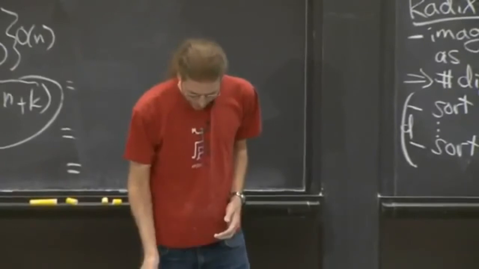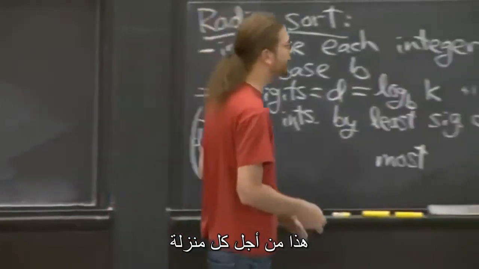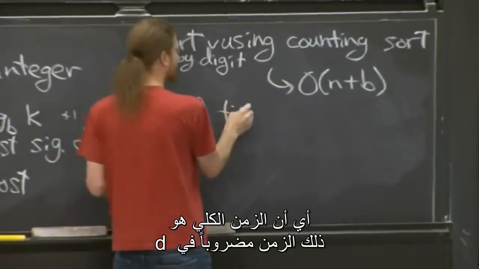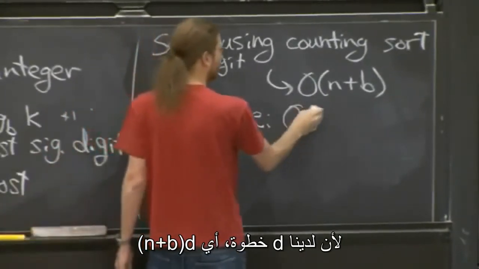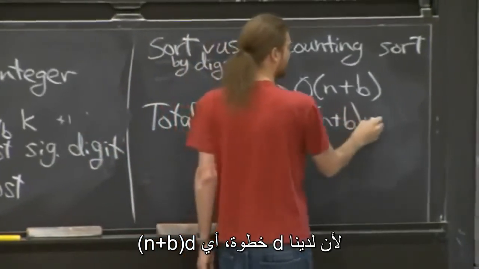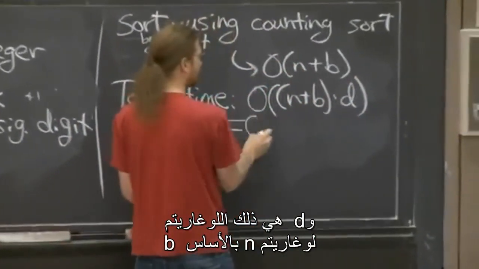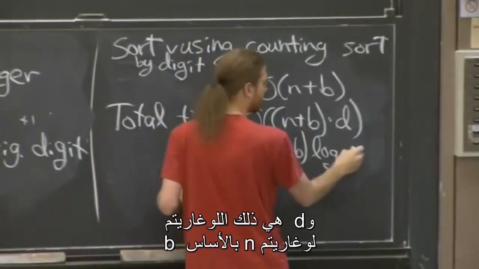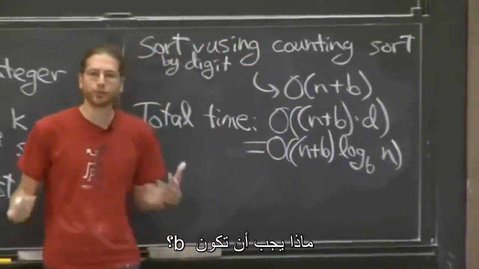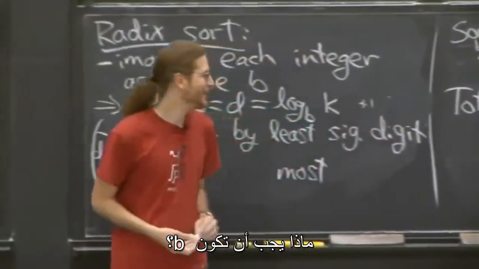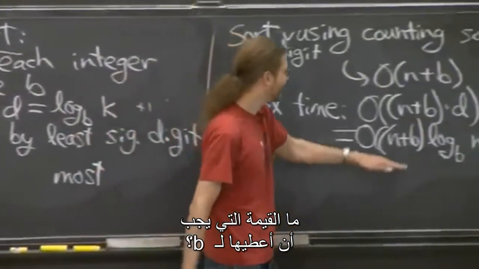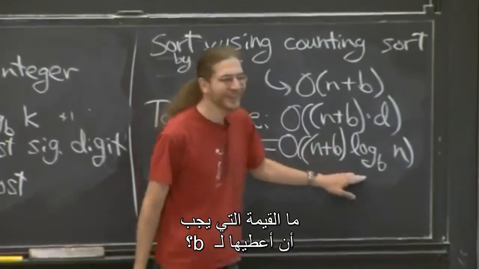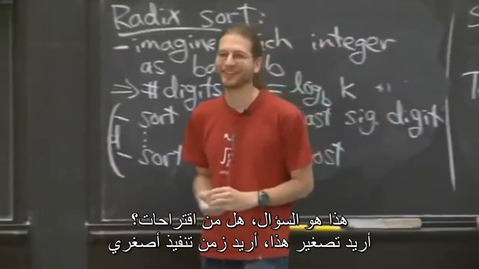But fine. So that's each digit. So the total time is just that times d, because we have d steps. So it's n plus b times d. Now d was that log thing, log base b of k. I have this b. What should b be? I've got to love the English language. What should I choose b to be, or not to be? That's the question. So any suggestions?